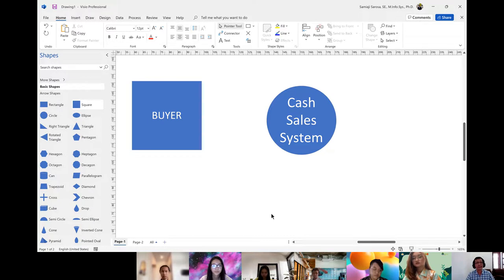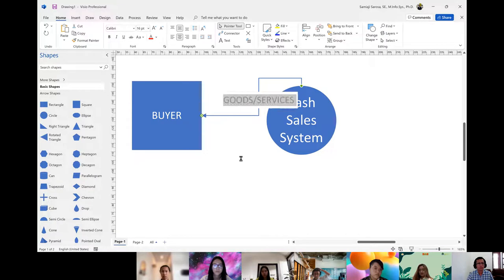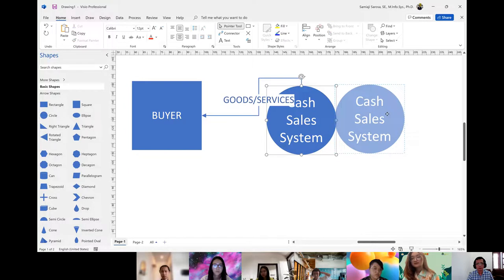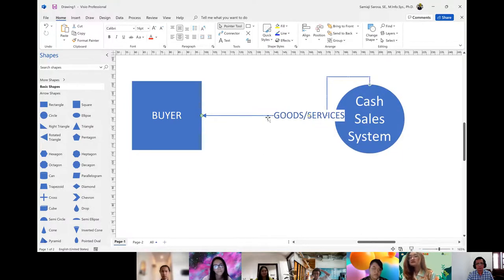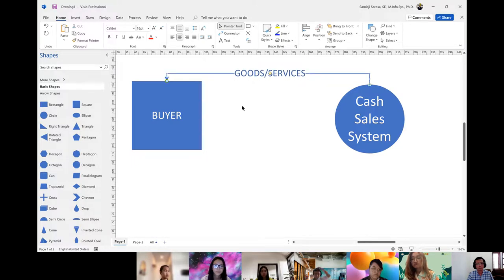Right. Now, remember the transaction is an exchange between two parties. So, what does the buyer get from the seller here? The goods. Yeah, goods or services, either way. Okay, so I'll draw that. Goods or services. Okay, this is what the buyer receives from the seller.